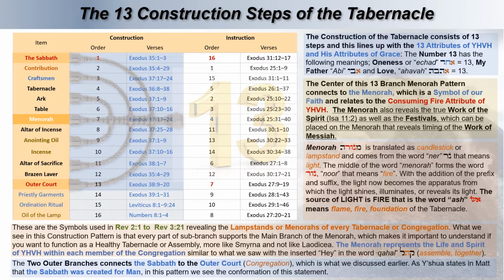Now what we see in this Torah portion, we're looking at the 2 outer branches. The Sabbath connects to the outer court, and they are situated around the fire of the menorah, which is the center point of the tabernacle, as well as the center point of the construction of the tabernacle. And the outer court is where you get the congregation, where people assemble together, the word kahal, and that's the word connected to kehillah, which is a congregation or a church, if you like.